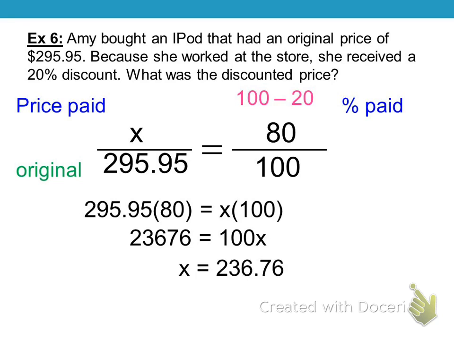I'm going to speed up the math for us. This is just calculator work. You end up with $236.76. You guys are all really good at cross multiplying, so I sort of breezed by that little step. Do you want me to go in more detail with that? No. Okay. The hard part is setting up the proportion.